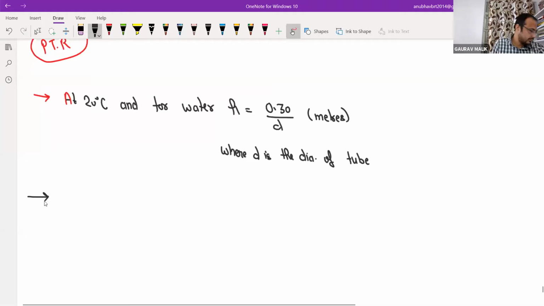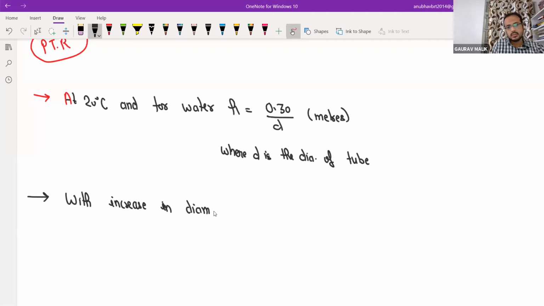Next one. With increase in the diameter of the tube, capillary rise decreases.